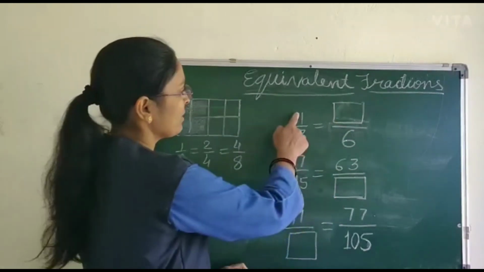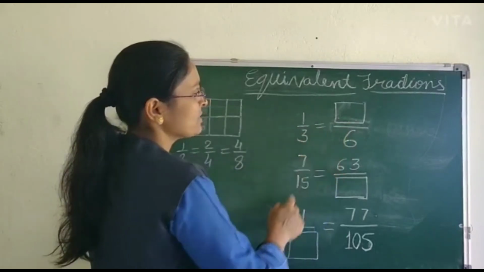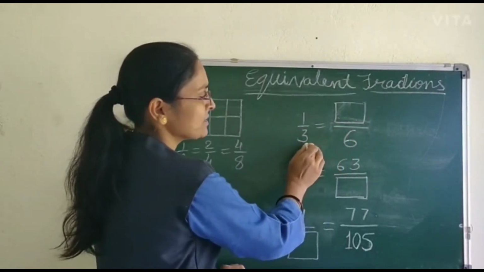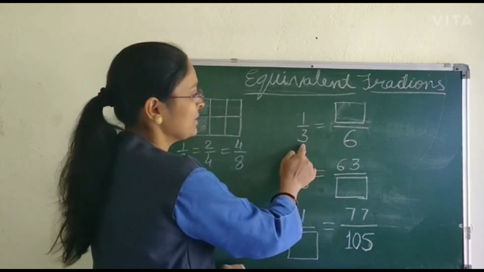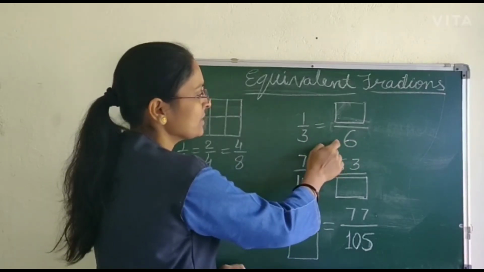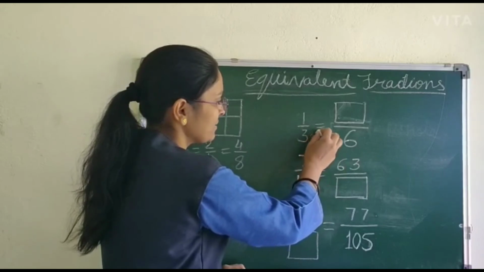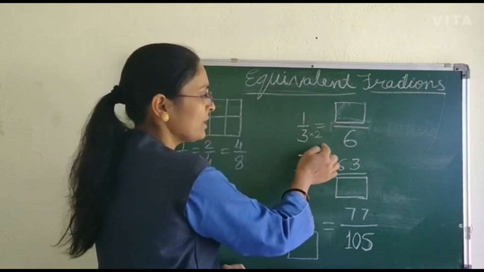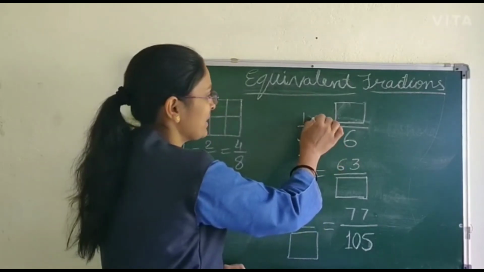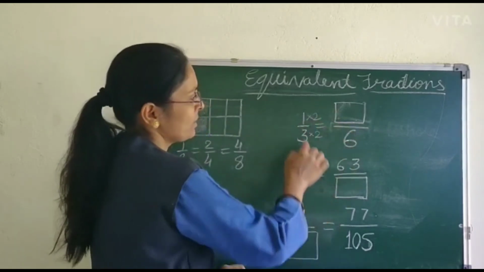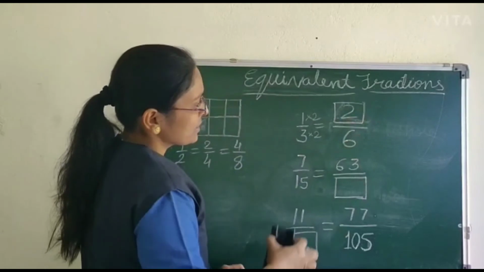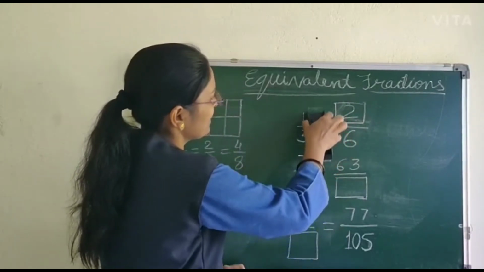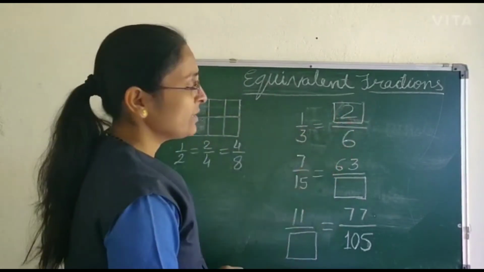Now see here, 1 upon 3 is equal to dash upon 6. Here we find the relation between 3 and 6. 3 2s are 6, that means we are multiplying by 2. So in the numerator also we have to multiply by 2. 1 2 is 2, so in this blank we will get 2. So 1 upon 3 is equal to 2 upon 6.